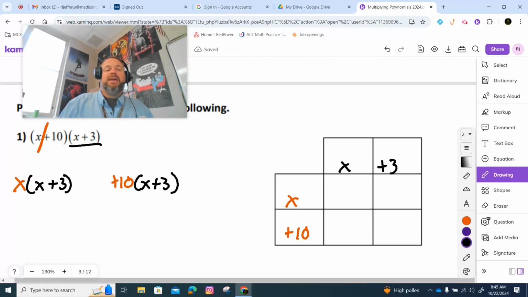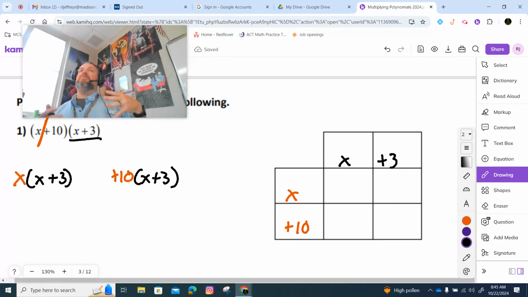Now, I'm setting this up both ways because by now you may have already chosen which way you're going to do this. Some of y'all are still like, wait, there's math? Okay.